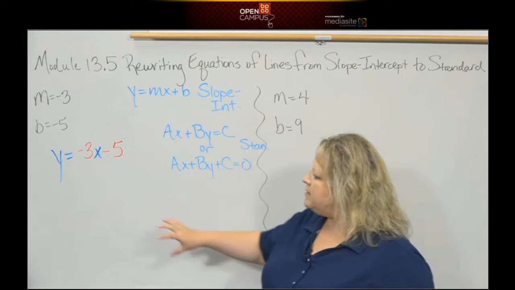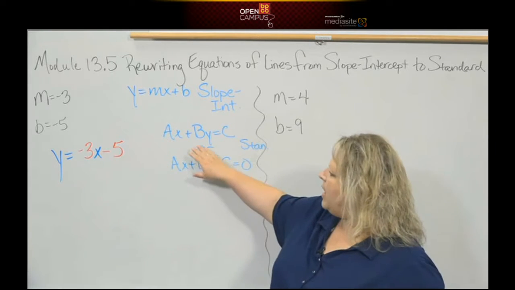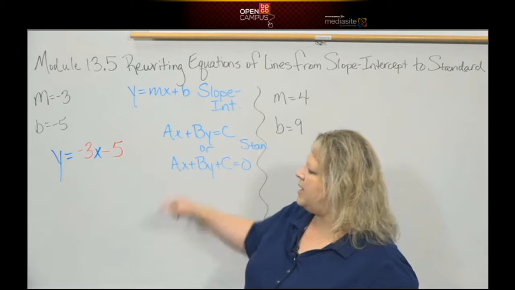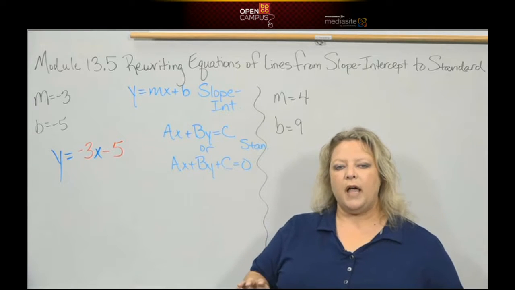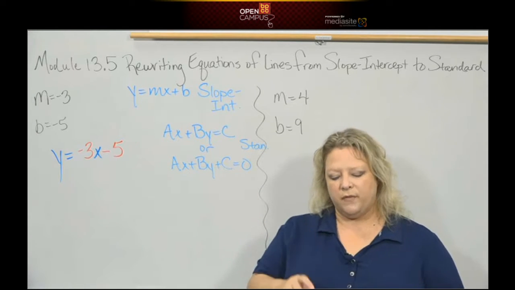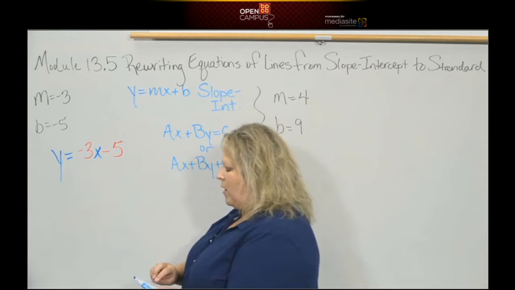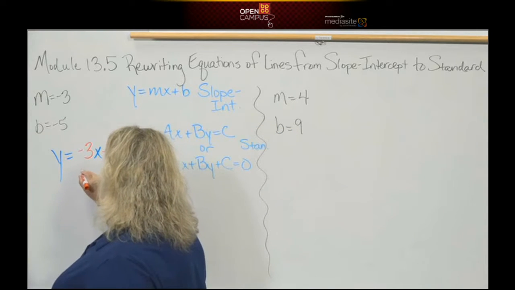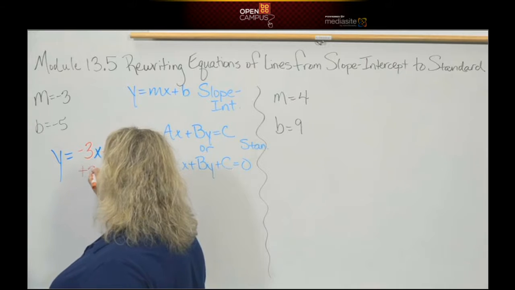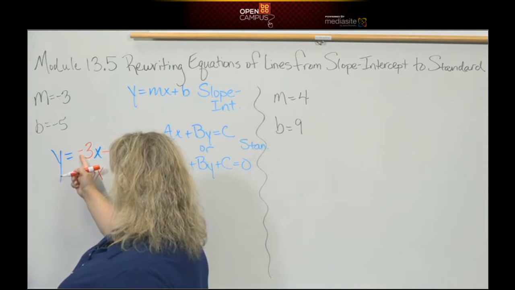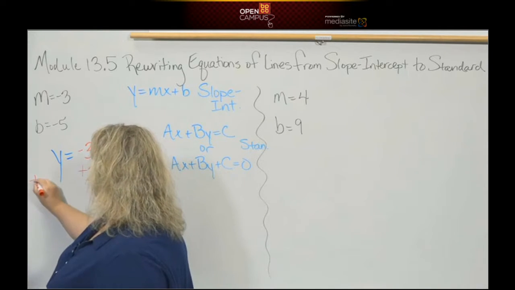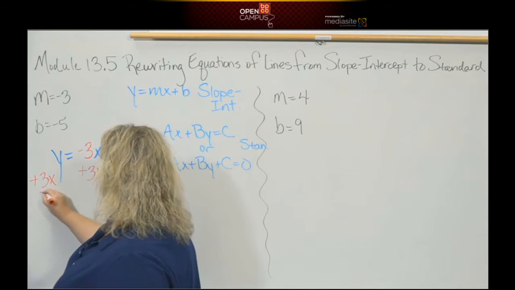Now I have to take this equation and I have to rewrite it where x and y are on the same side of the equation. So all I have to do is take that x and move it over so that he can be with the y. So let's do that. So I'm going to add 3x to the other side because it was a subtraction. It was minus, negative. So we're going to do the opposite and move it over.